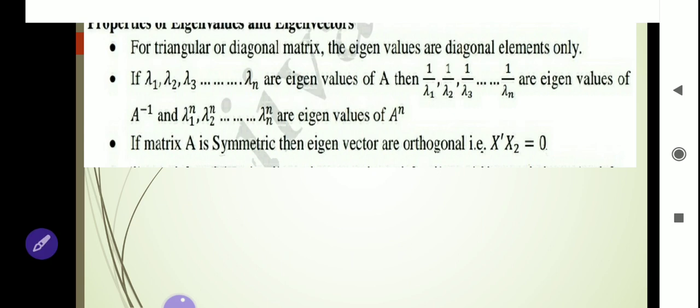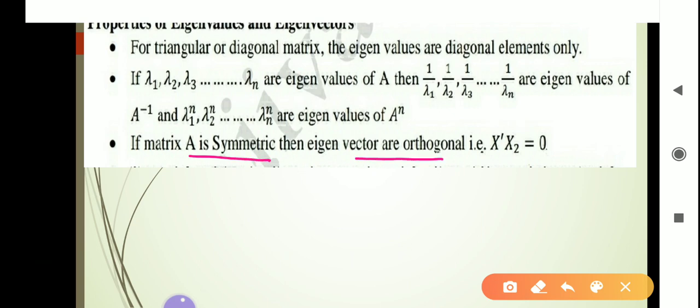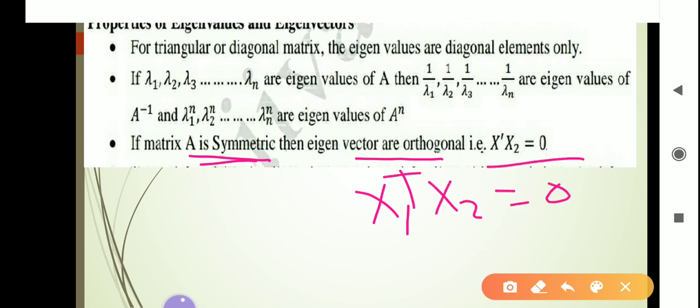The next property is, if matrix A is symmetric, then its eigenvectors are orthogonal. Suppose x1 and x2 are two eigenvectors of matrix A and that matrix is symmetric, then we can say that x1 and x2 are orthogonal eigenvectors. So what is meant by orthogonal eigenvectors? When x1 transpose into x2 equals 0, then we can say that x1 and x2 are orthogonal eigenvectors.